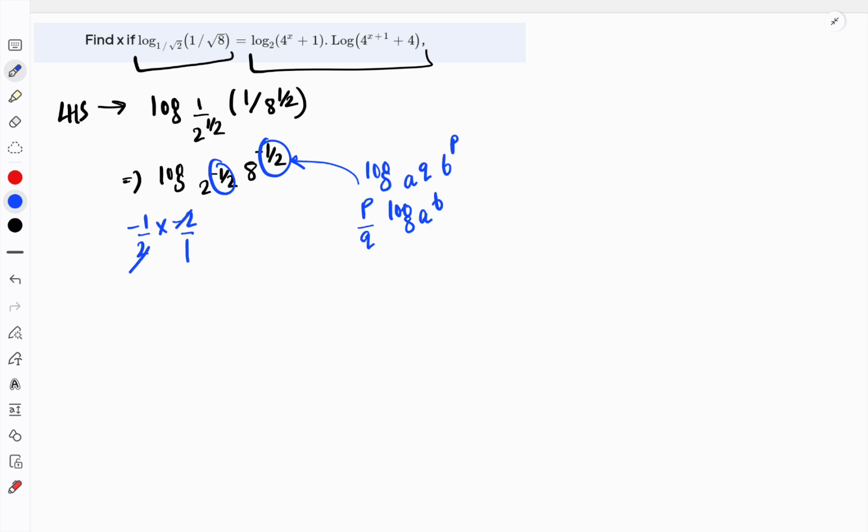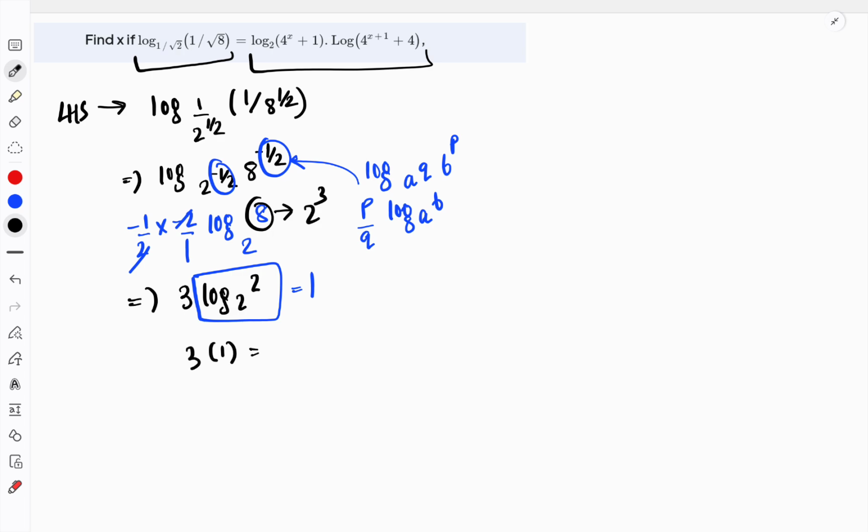Okay, pretty basic. Log 2 base 8. Now 8 can be written as 2 power 3, which means the final value will be 3 log 2 with the base 2. Now this portion is equal to 1. It's a property of log, don't ask me, which means it will be 3 into 1, which is equal to 3. So our LHS is 3.